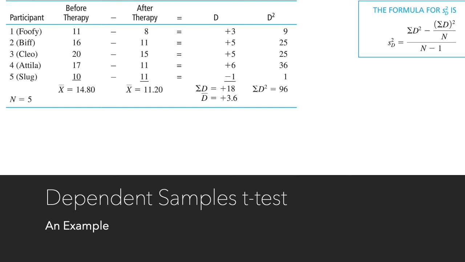Look at our formula. We need sigma d squared, that's 96. We need sigma d quantity squared. Well, sigma d is 18, so 18 squared, divided by our n.